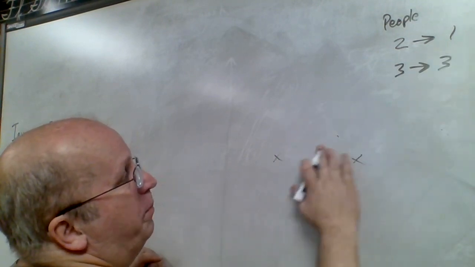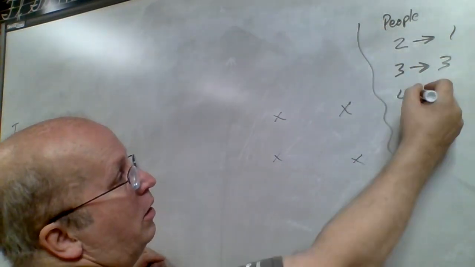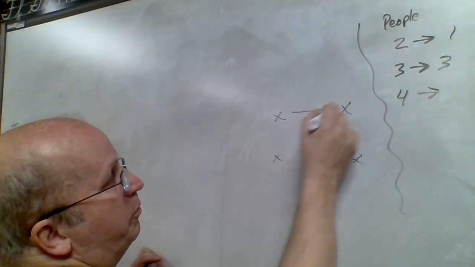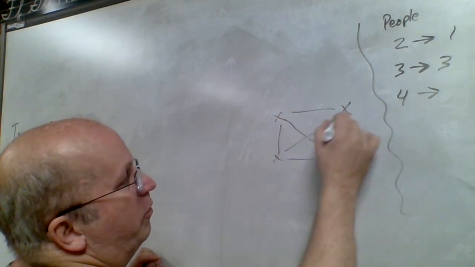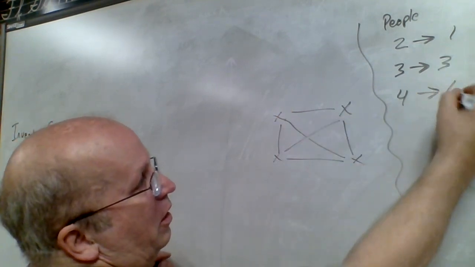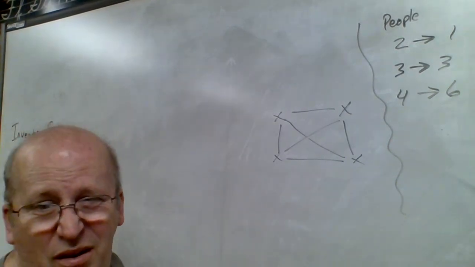What if there's 4 people in the room? How many handshakes would there be? With 4 people, this person, this person, this person, this person, this person, and this person. How many handshakes is that? That's 6 handshakes, isn't it? But it's starting to get complicated, isn't it?